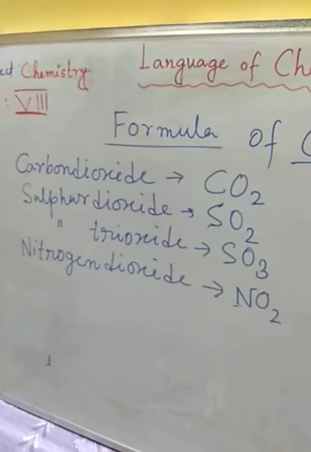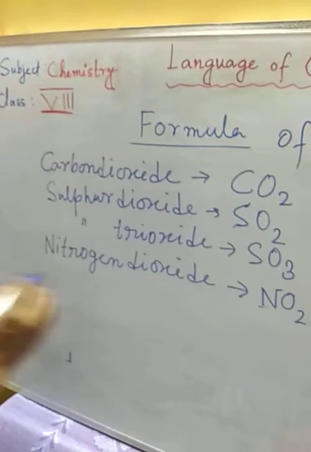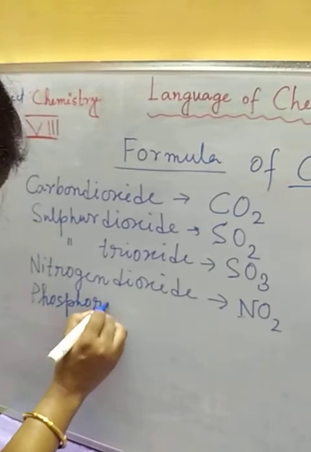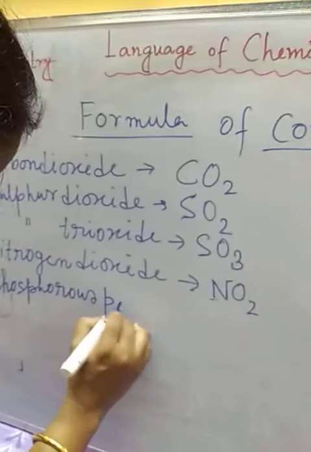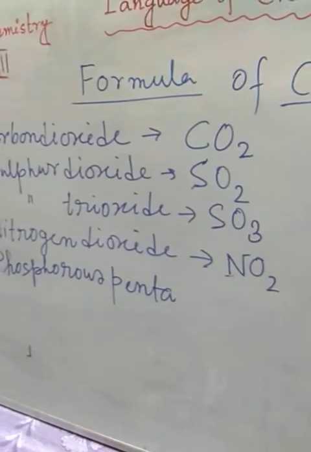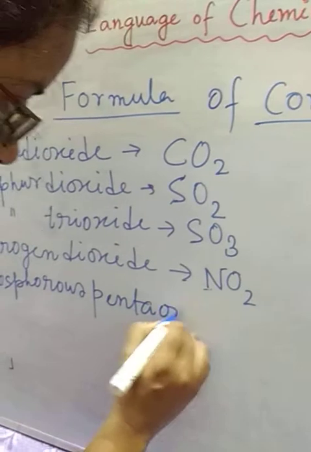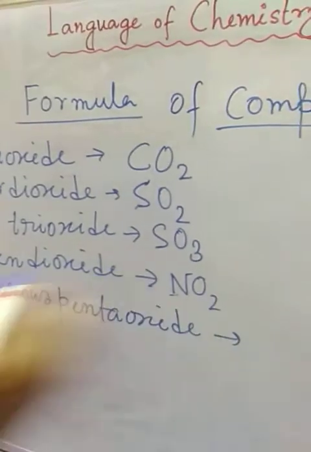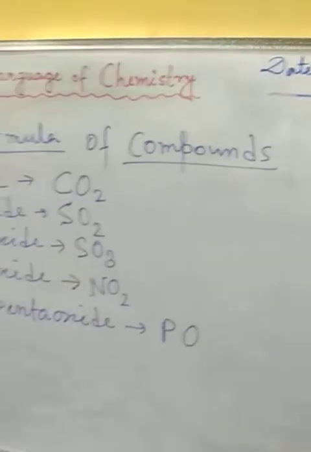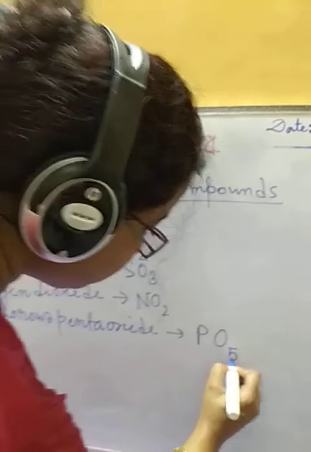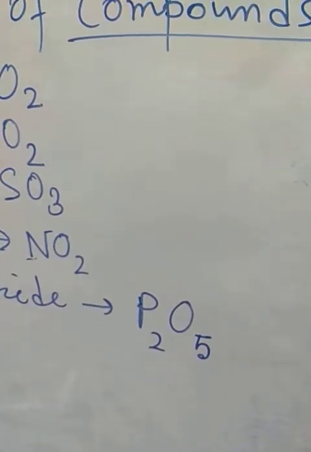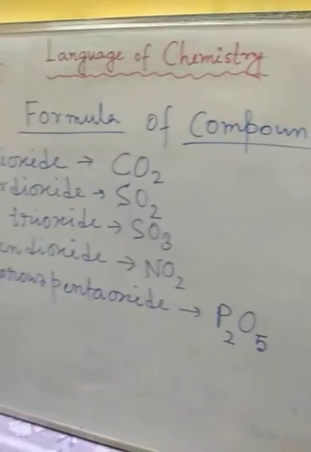Next, phosphorus pentoxide. Penta means 5, so phosphorus pentoxide. Okay, so phosphorus P and 5 oxygens are there, so the formula will be P2O5. Okay. Next, sodium oxide.